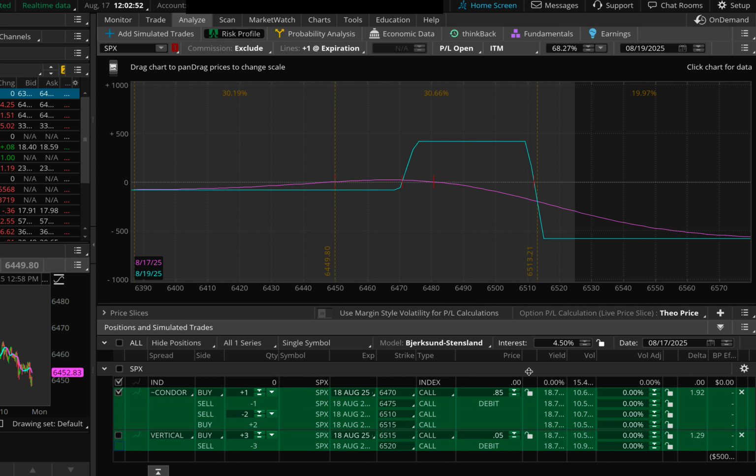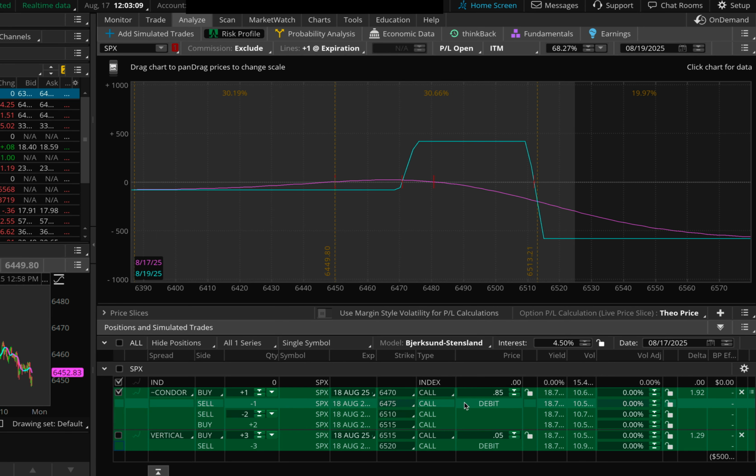And hopefully under a buck. If I can get under 50 cents, that's ideal. On these call unbalanced condors, I haven't been able to really, at least recently, find situations where I can get them for 50 cents or less. If I can, that's what I would want.